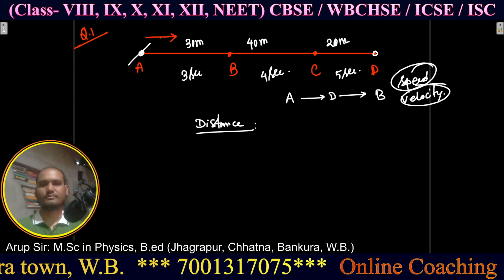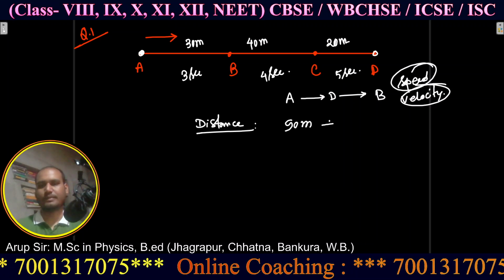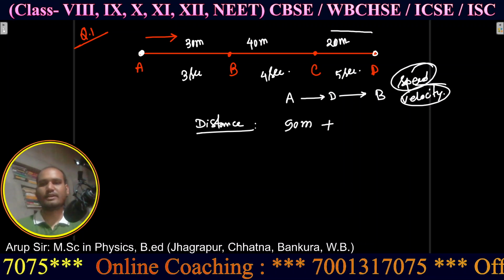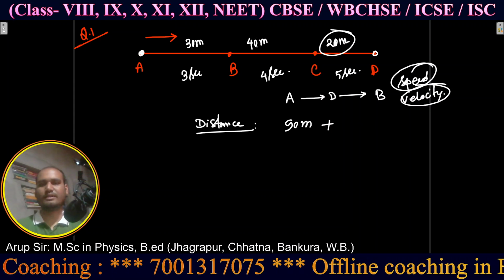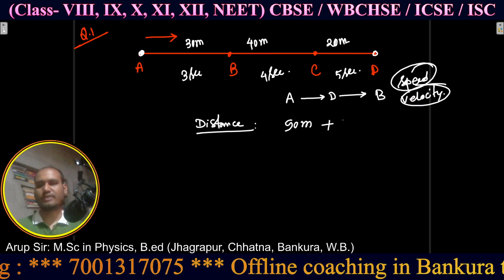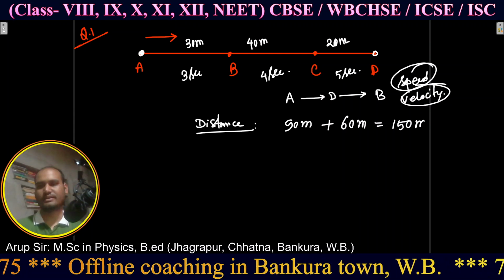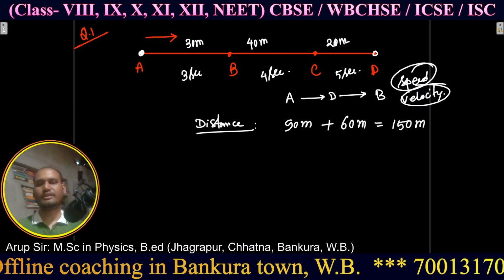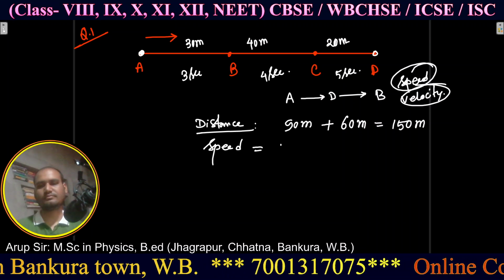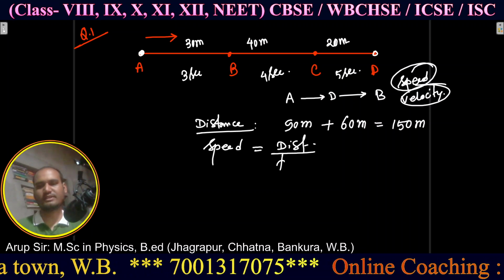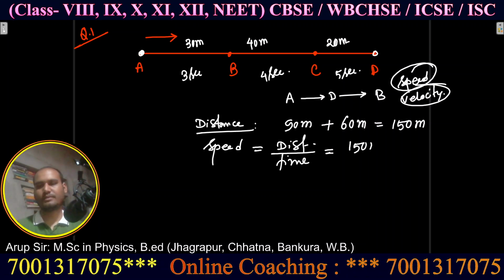So 90 meters it is going from A to D, plus again D to B it is returning, from this point to this point. So how much distance? 20 and 40 means 60. So 90 plus 60, how much is it? That is 150 meters. This is distance, and we need to find speed and velocity. We know that speed is equal to distance by time, right? Speed is equal to distance by time, and distance we already got, that is 150 meters, and time is how much?